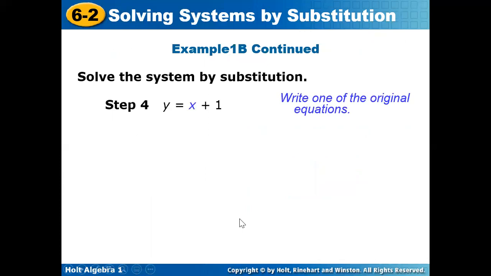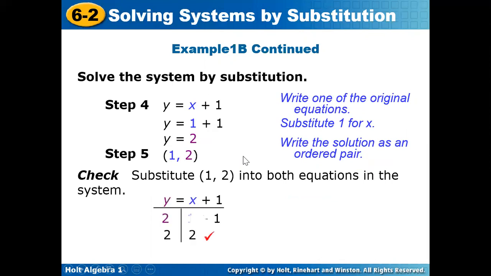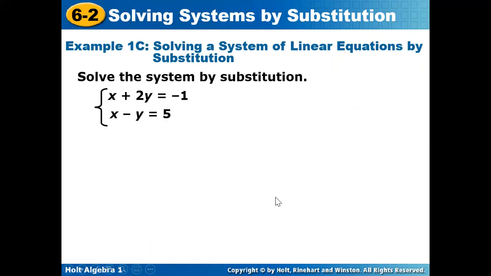So we're going to go back to one of our original equations, it doesn't matter which one, and we're going to plug in 1 for x. 1 plus 1 is 2. So now we know the ordered pair is (1, 2). That is the solution for this system. And we can substitute it back in to check.